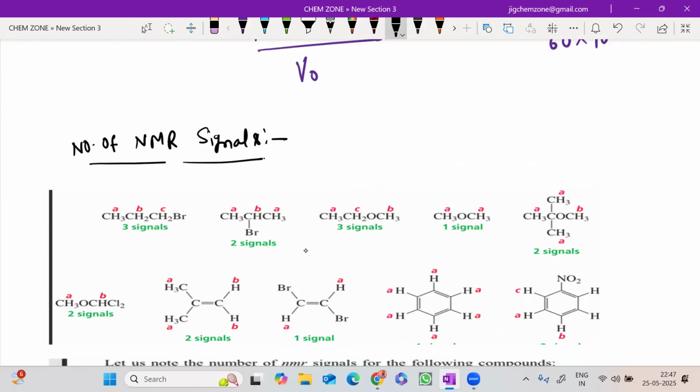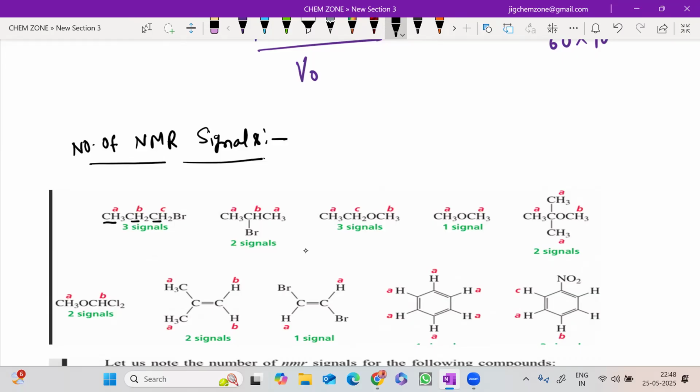Number of NMR signals depends upon the type of hydrogen atom present in the molecule. We are talking about HNMR here. I'm not going into very fundamental details, I'm telling you the basic things. Now you can see that there are three types of hydrogen, A, B and C. They are present in different environments.